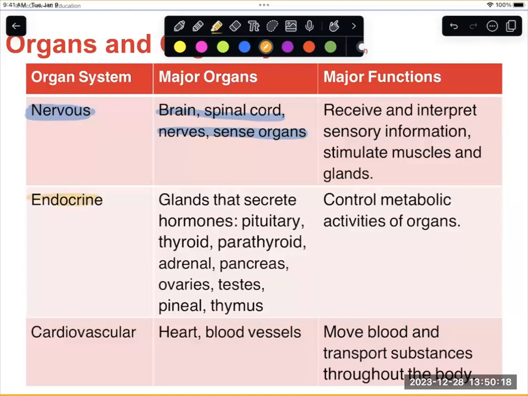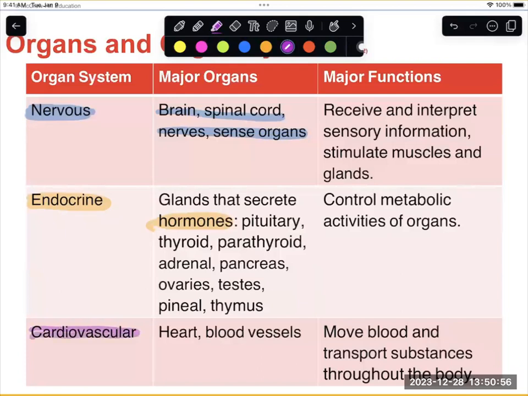Our endocrine system. This is all of your hormones. Hormones are going to control other organs. They're going to control your metabolic activity. Some of them are just straight up going to control your metabolism. So we have the pituitary, the thyroid, parathyroid, adrenal, pancreas, ovaries, testes, pineal, and thymus. These are all the organs that make up that endocrine system.